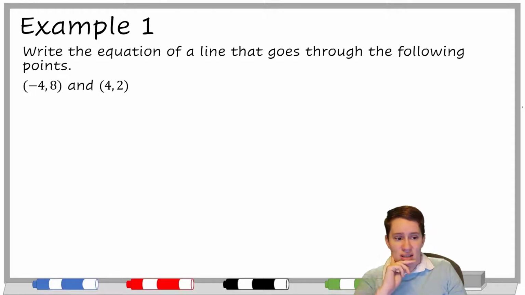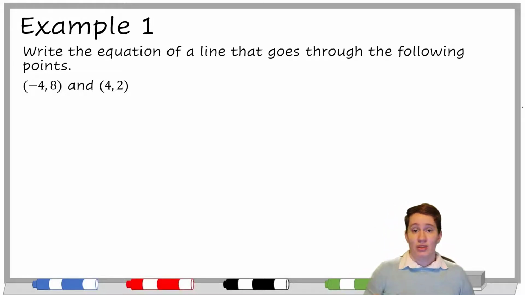So let's take a look at example 1. Write the equation of a line that goes through the following points, -4, 8, and 4, 2. Again, it says write the equation. It doesn't tell me what form to put it in. So I can choose which form I want. No matter what, my first step is finding slope.